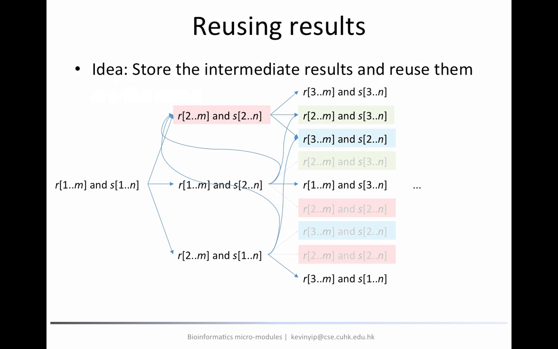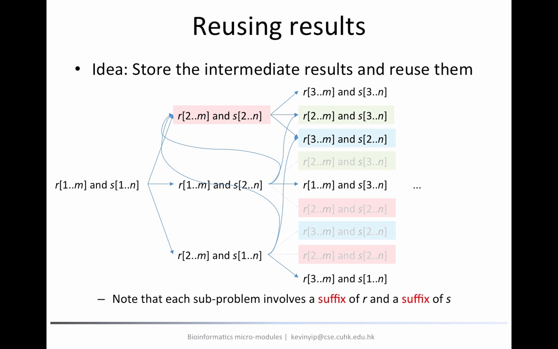So instead of solving them again and again, we just reuse the problems. We save the solutions. Next time we need to solve these problems, we take the solution directly from our storage. So now the question is, if we analyze in this way, is it really better than enumerating all possible alignments?